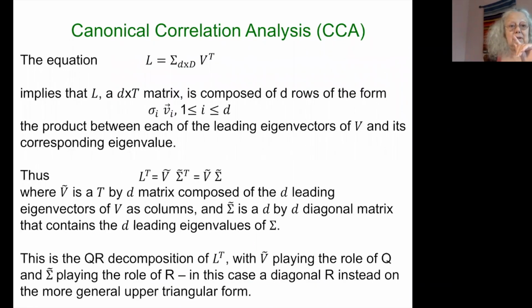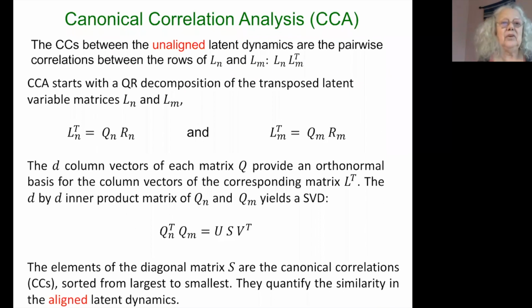So let me actually go directly to this. Before I align them, I can ask what the correlations are between the dynamics on the manifold at day n and the dynamics on the manifold at day m, by simply projecting these latent variables onto each other. But what I want to do is align them. And in order to align them, I'm going to use another linear method, which is canonical correlations. And canonical correlation starts with the QR decomposition.